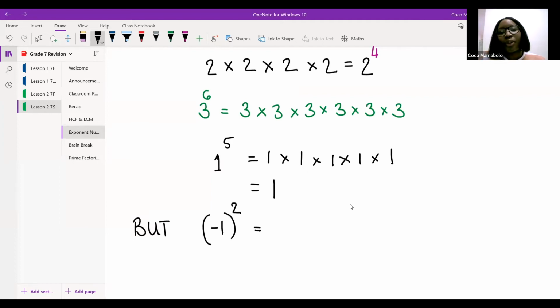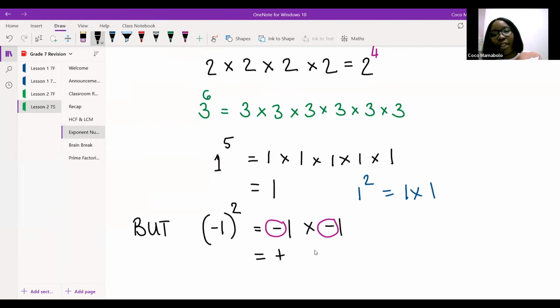Remember, guys, when we said 1 to the power of 2, this was equal to 1 times 1. It was the same thing as 1 times 1. So now -1 to the power of 2 is the same as -1 times -1. Guys, a negative times a negative is going to give me a positive. And then 1 times 1 will give me 1. So a -1 times a -1 will give me +1.